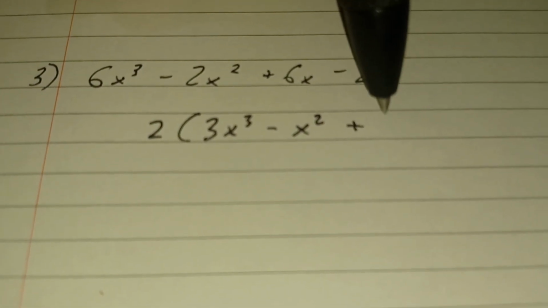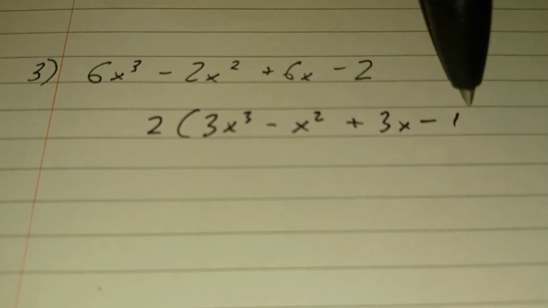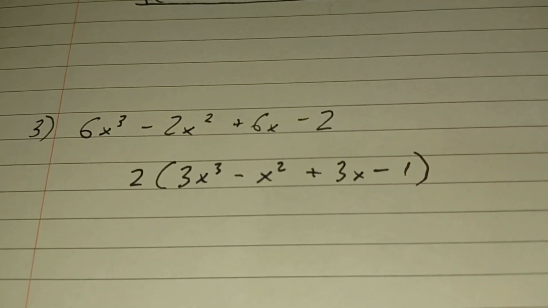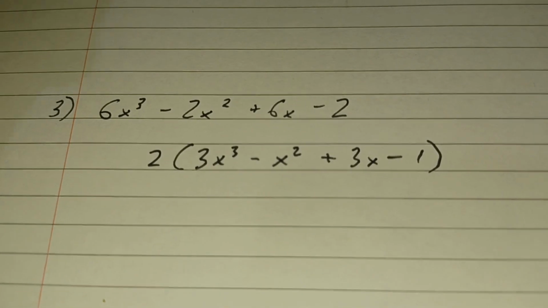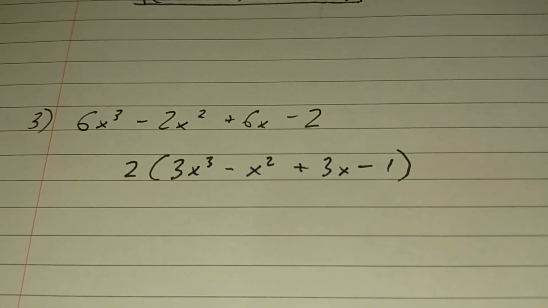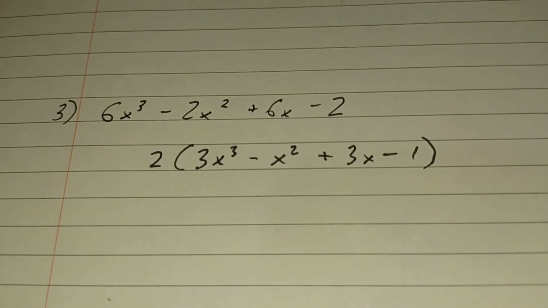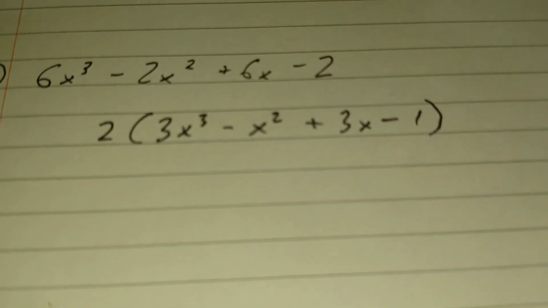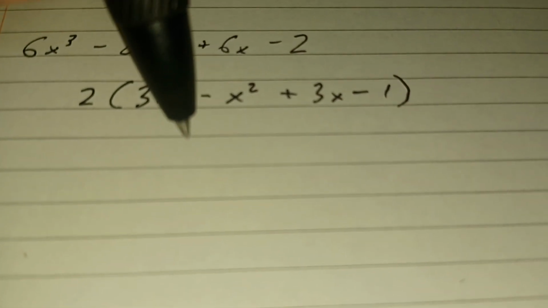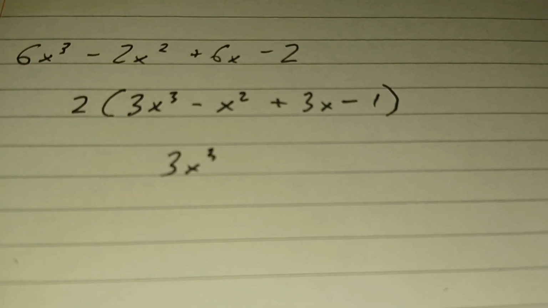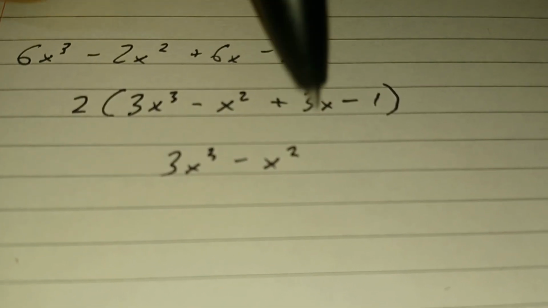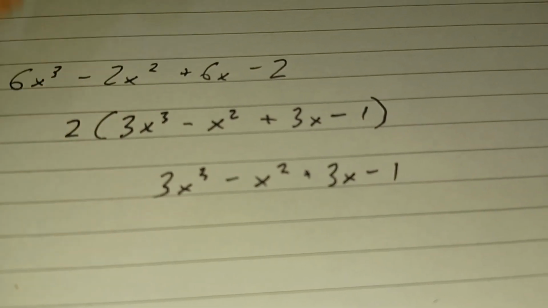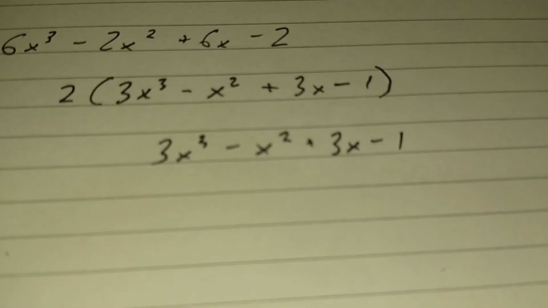And 3x minus 1. So we have this, because when we use the distributive property, we get that. That's what happens when we factor out 2 out of it. Just checking if this is correct, and so far so good. So now we can put the 2 aside and we'll come back to it. So now we're left with 3x cubed minus x squared plus 3x minus 1. Let's just put the 2 aside for a second, and we'll focus on it later.